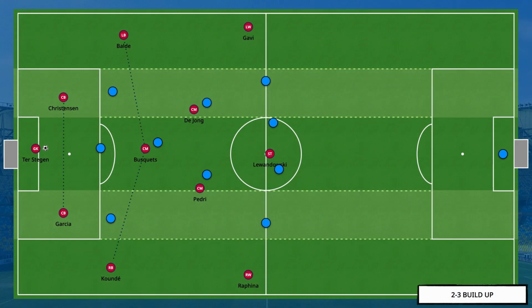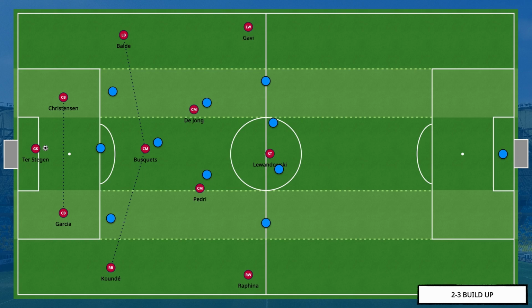But that doesn't mean that the formation's irrelevant. The formation provides the structural foundation for the team to utilise both in and out of possession as they start to move towards those shapes. Barcelona will play out from the back and their build-up shape will be a 2-3, which we would expect from a team using the 4-3-3.